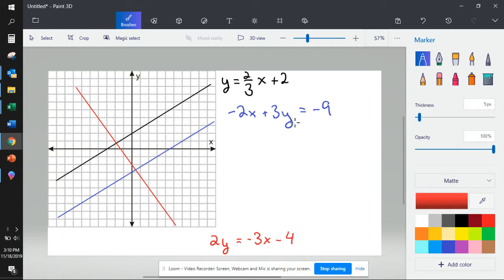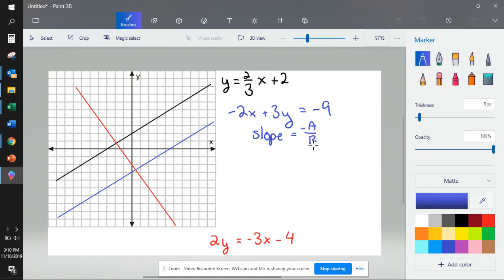So if I have negative 2x plus 3y equals negative 9, then my slope for this one is going to be negative a over b. In other words, if my a value is negative 2, I would take negative negative 2 over the b value, which gives me 2 over 3.